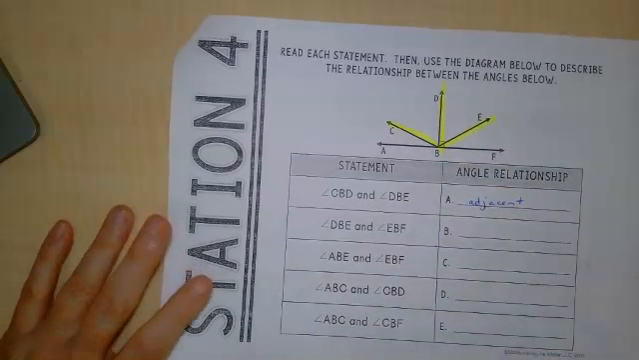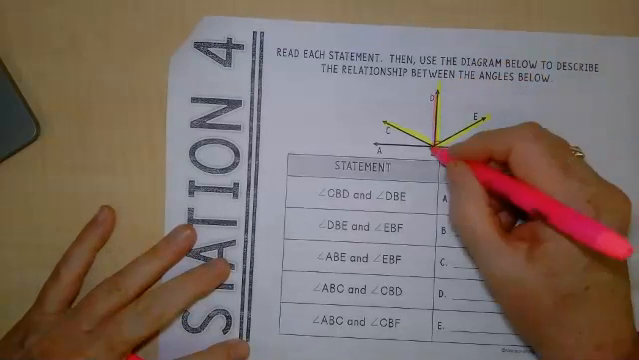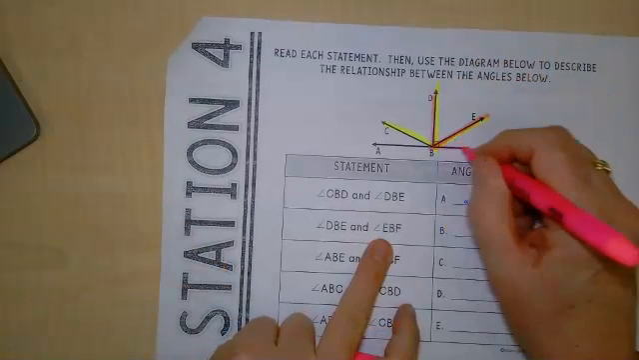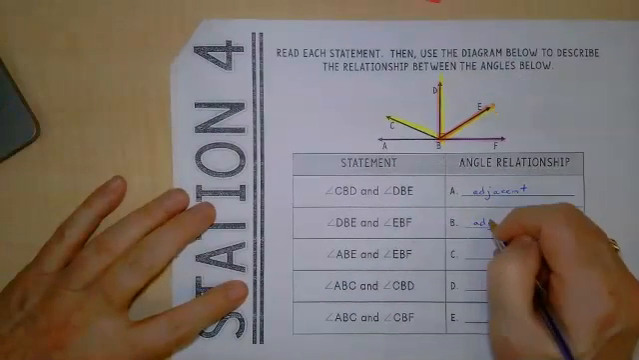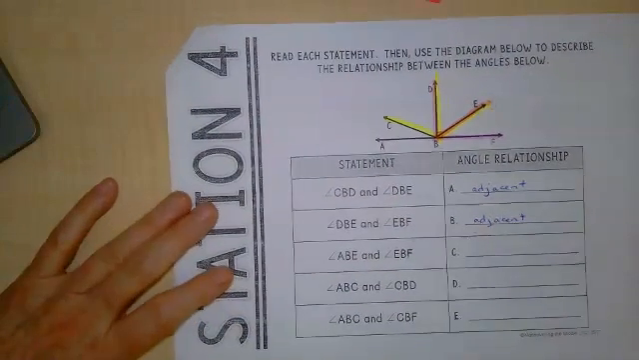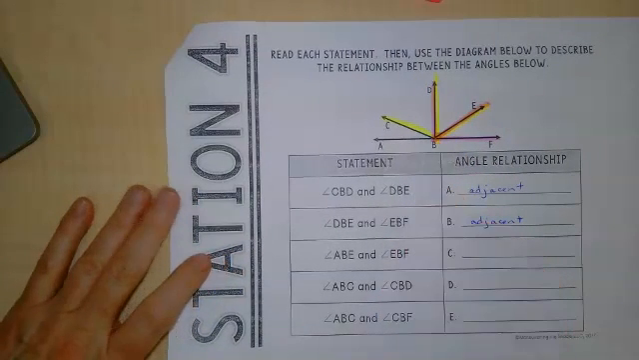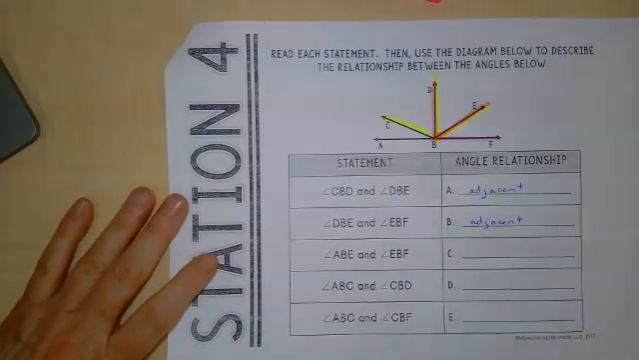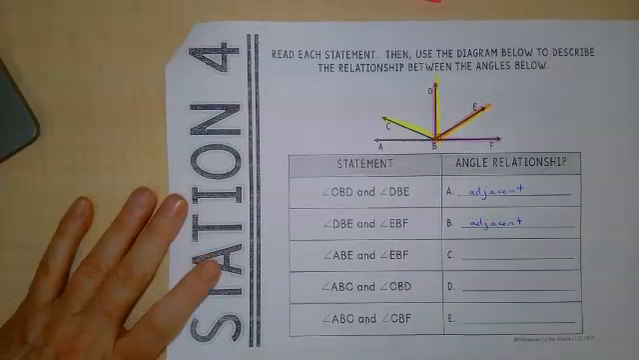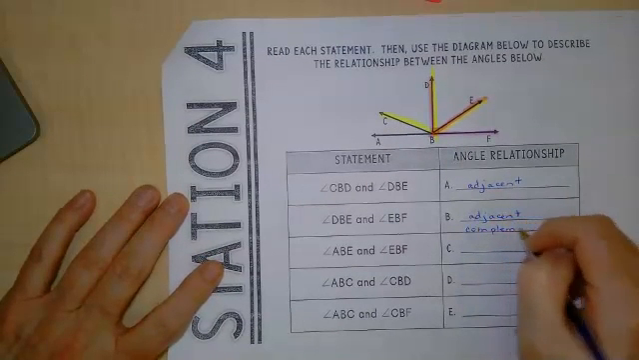Now I'm going to pick a different color. D, B, E and E, B, F. Adjacent, and what else? They add up to 90 degrees. What's that called? Right angle. The two together add up to a right angle. We just put it in our notes. Complementary. It's complementary.